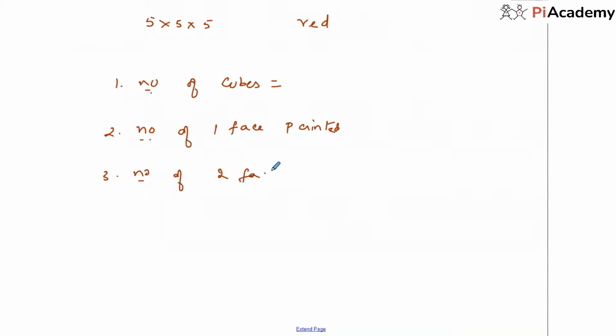Now I want you to tell me the total number of cubes, number of one face painted cubes. I want you to use these formulas, okay? And then number of two face painted cubes, number of three faces painted cubes, and number of zero faces painted cubes. So can you do that, all of you? Take 2 minutes, do that. If you want, I can show you the formulas.